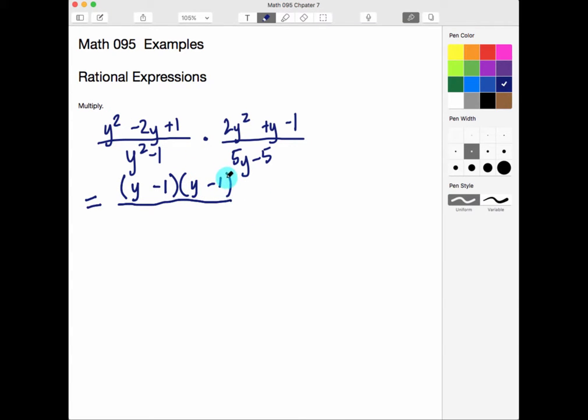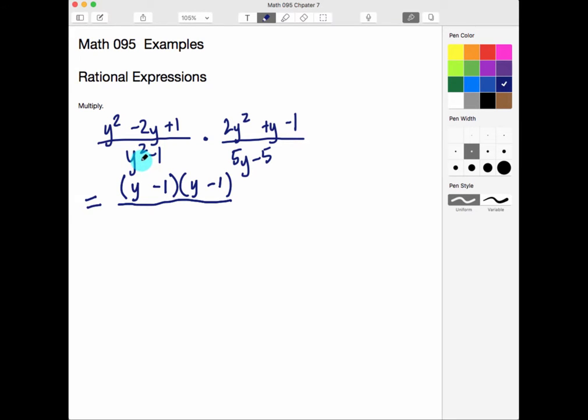And I can just quickly check that. So the outside terms, y times negative 1, that's a negative y. Inside terms, negative 1 times y, that's another negative y, so that's two negative y's. And then the last terms, negative 1 times negative 1 is positive 1. So we're good. For the denominator, I notice that I have a difference of squares.